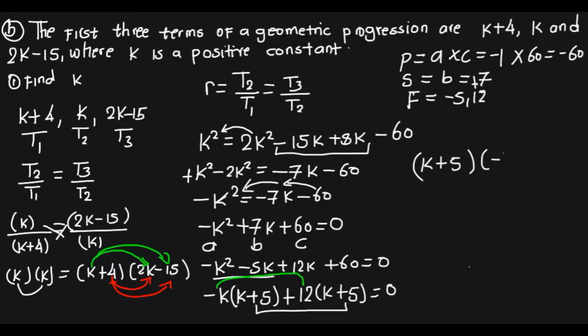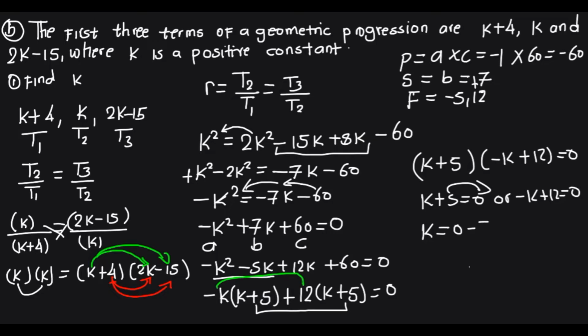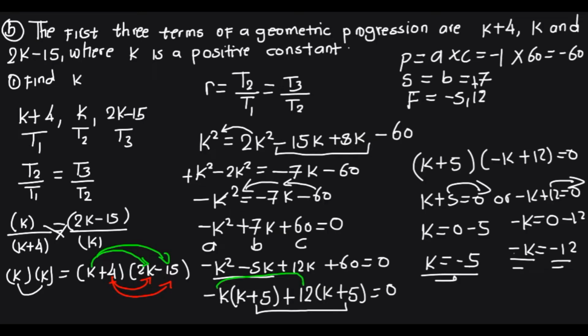So here we are going to have negative k plus 12 is equal to 0. Then k plus 5 must be equal to 0, or negative k plus 12 must be equal to 0. If we move 5 to the other side, k is equal to 0 minus 5, then k is equal to negative 5. Then let's also answer this one. We have negative k, then the 12 moves to the other side, 0 minus 12. So negative k is equal to negative 12. Now we divide by negative on both sides, k is equal to positive 12.